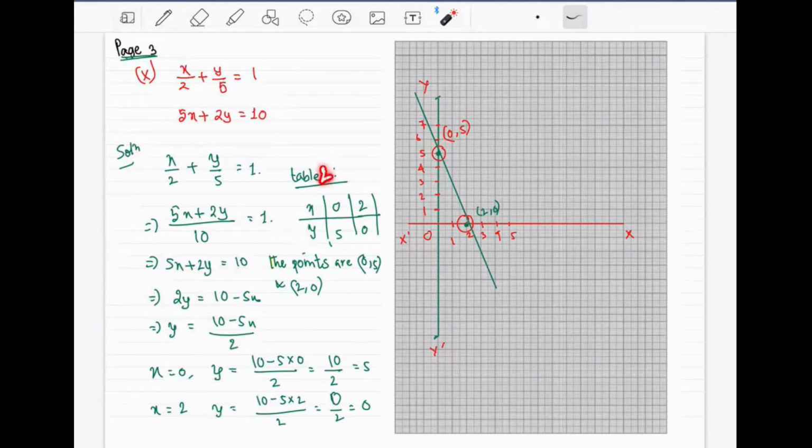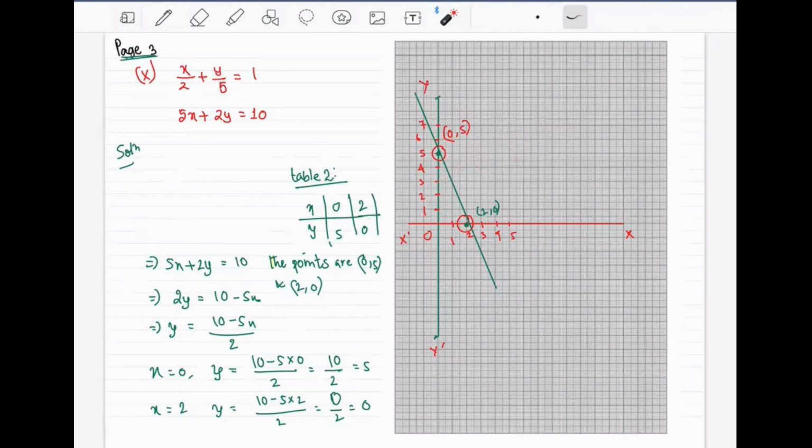So this can be table 2. For the second equation, I can just rub this off and then replace table 1 with the words table 2. You can just put it as table 2. So you are going to get the same points, 0, 5 and 2, 0 also. You can take up other values of x and y, but you are going to get the same line.